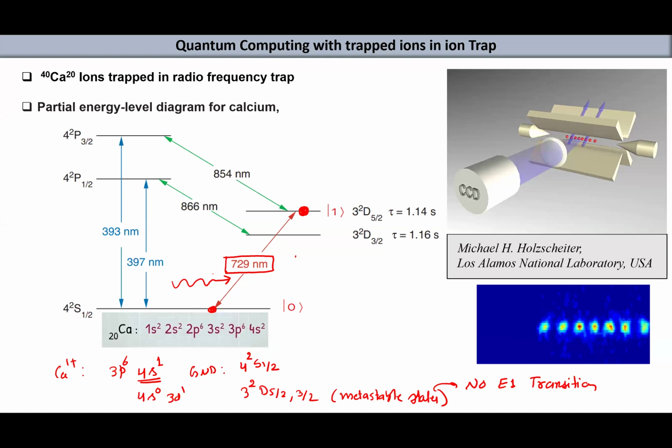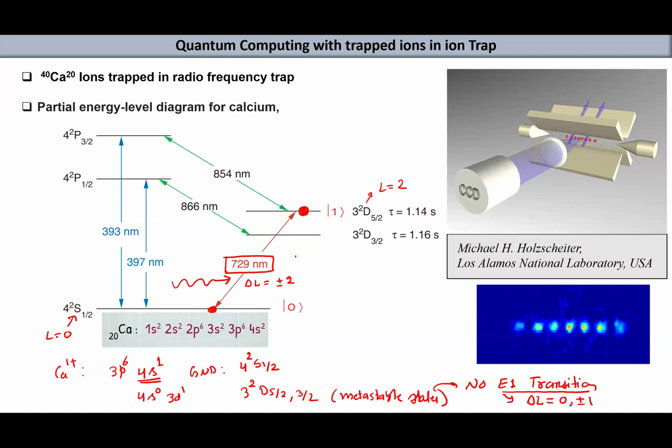Electric dipole transitions are those transitions in which delta L must be 0 and plus minus 1. In the case of D, L is 2. In the case of S, L is 0. So in this transition, delta L is plus minus 2. Because this is a violation of the conservation of angular momentum, capital L, this transition cannot go through the electric dipole transition.